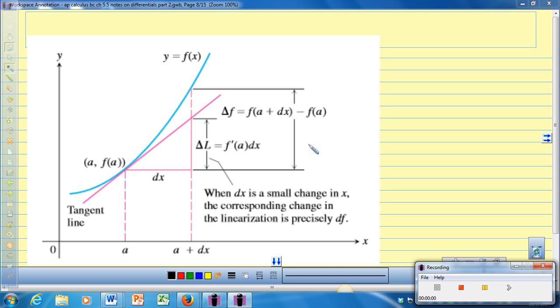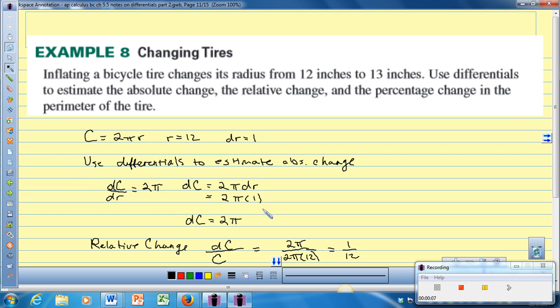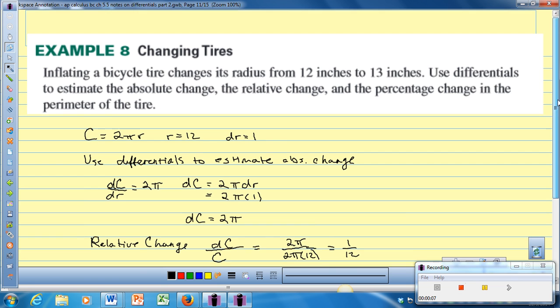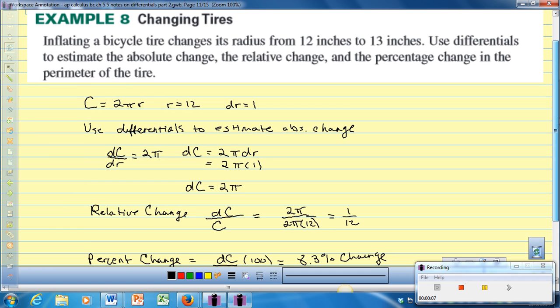All right, section 5.5, differentials in Newton's method. I've completed the examples that we did not get to do in class. So you can watch this video and you can pause to see how they are completed.